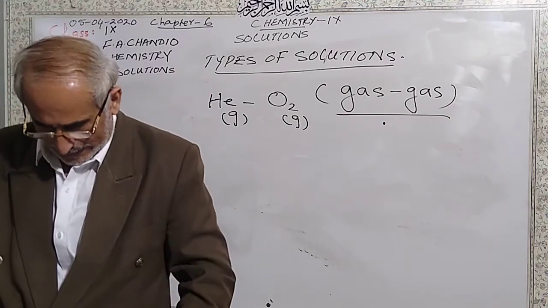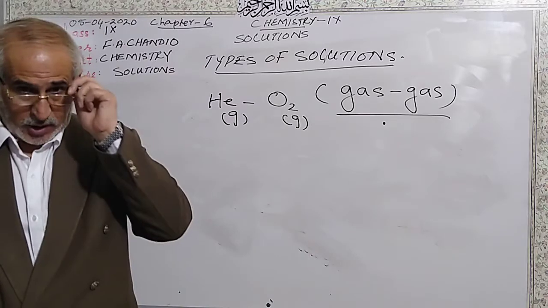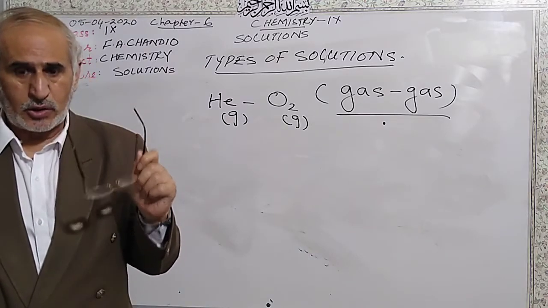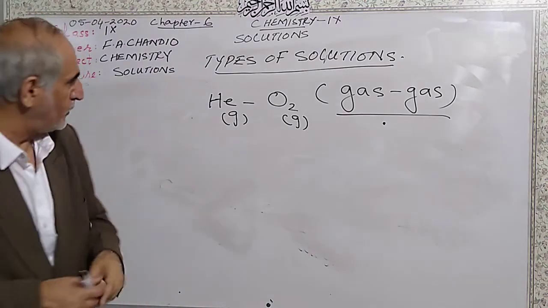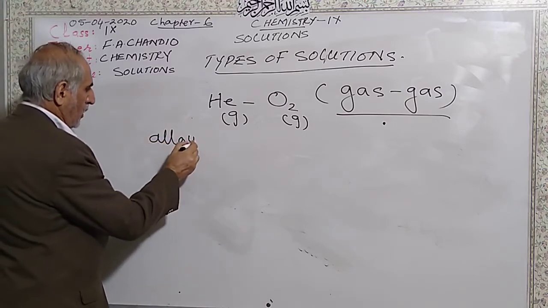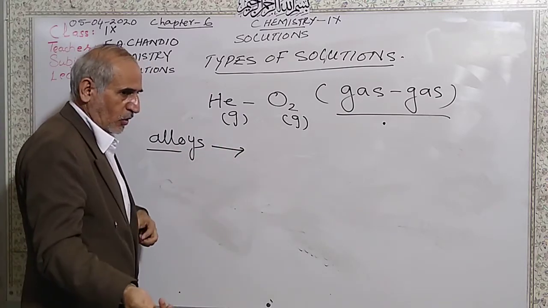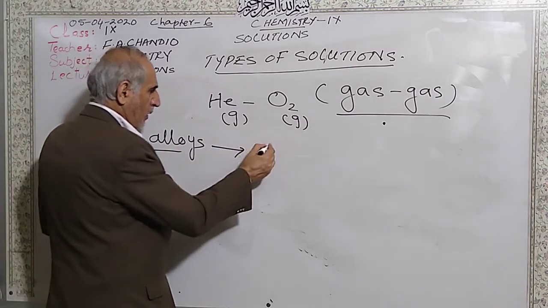Number B, brass. I told you this is an alloy. Brass is an alloy, I told you. Examples of alloys, I told you only a few minutes back.